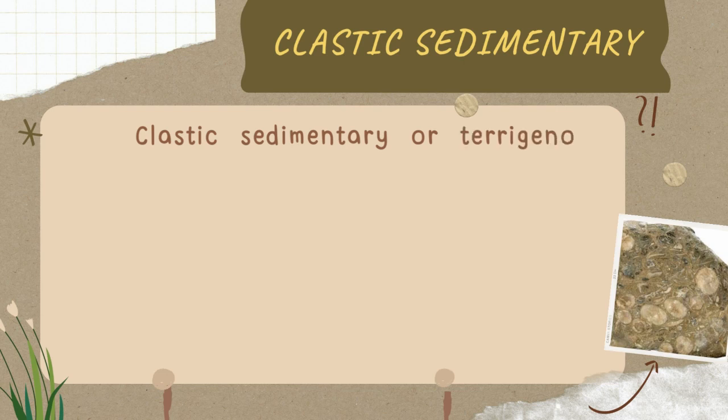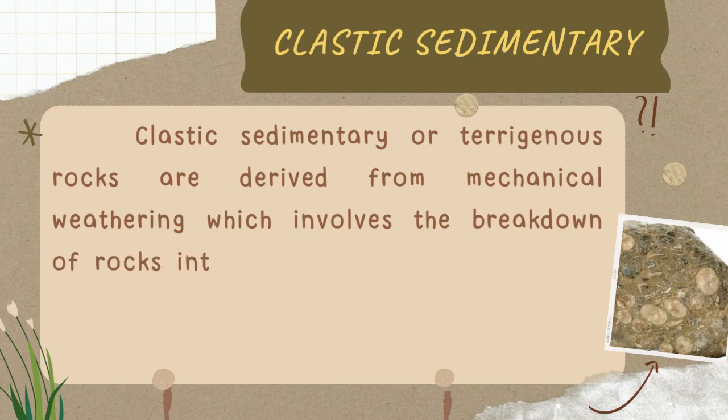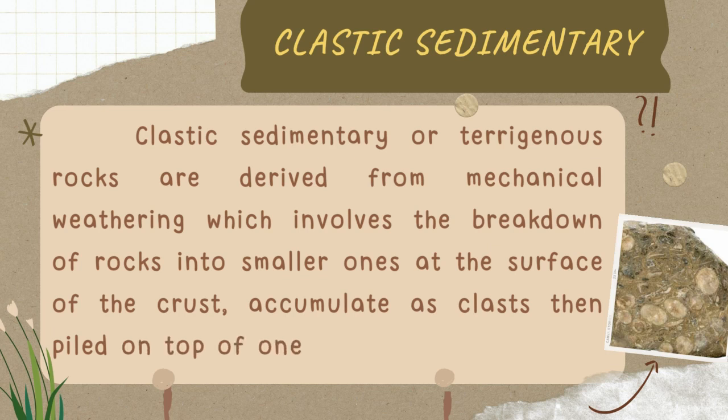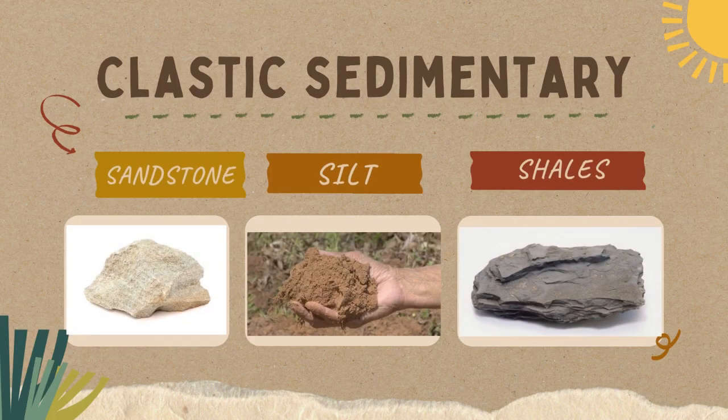Clastic sedimentary or terrigenous rocks are derived from mechanical weathering, which involves the breakdown of rocks into smaller ones at the surface of the crust. The fragments accumulate, are piled on top of one another, and lithified. Common examples are sandstone, siltstone, and shale. These classes of rocks can be found here in our city, such as in Barangay Irawan and Langogan.